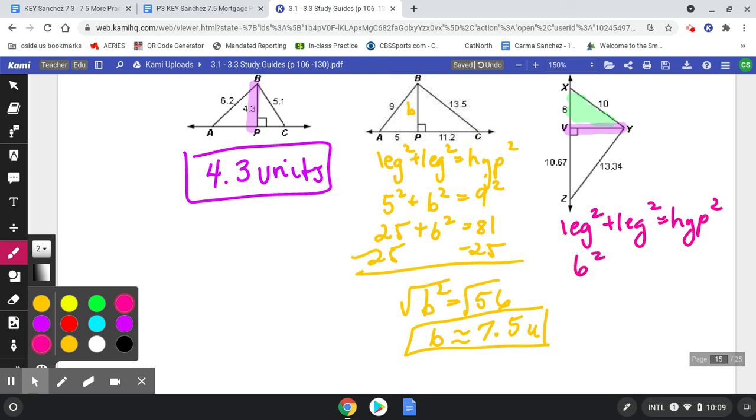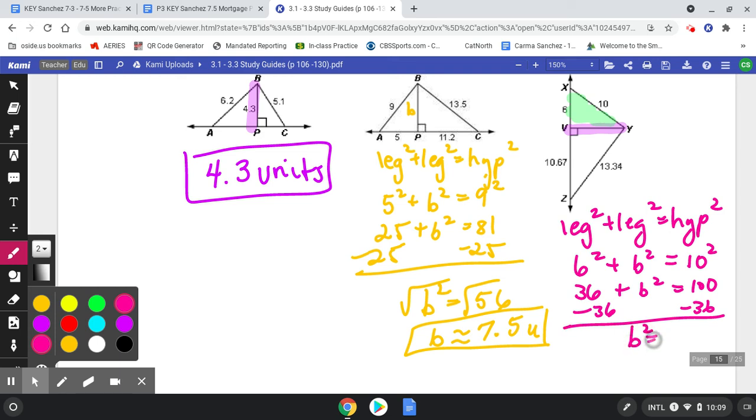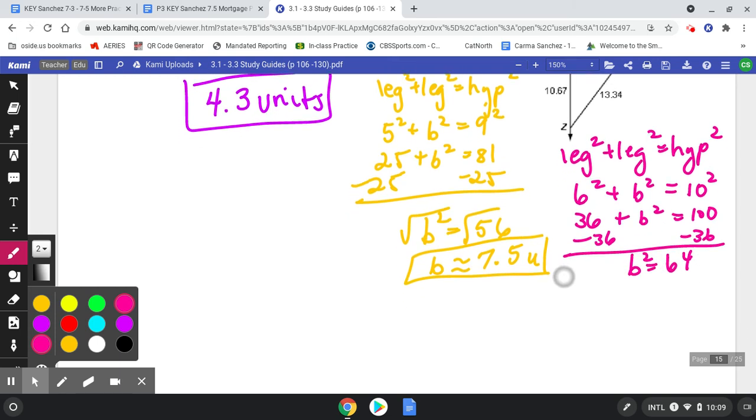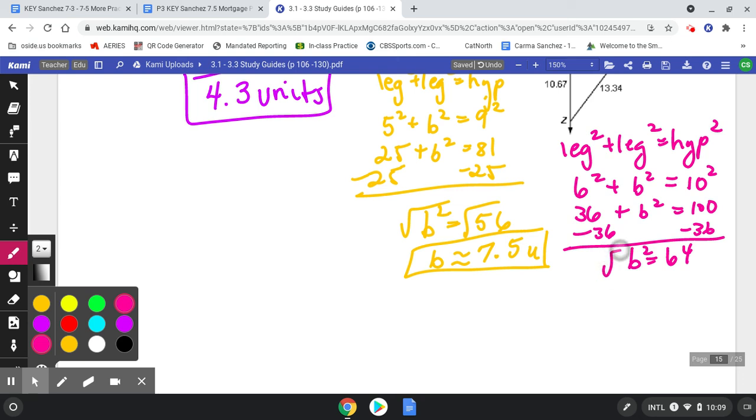And I've got 6 squared plus my unknown squared. You can call it X, you can call it B, you can call it A, whatever you want, is equal to the longest side squared. I get 36 plus B squared is equal to 100. We're subtracting the 36, which gives us 64. And when we square root both sides, the square root of 64 is a nice even 8 units. How'd you do? Are you feeling solid on your Pythagorean?